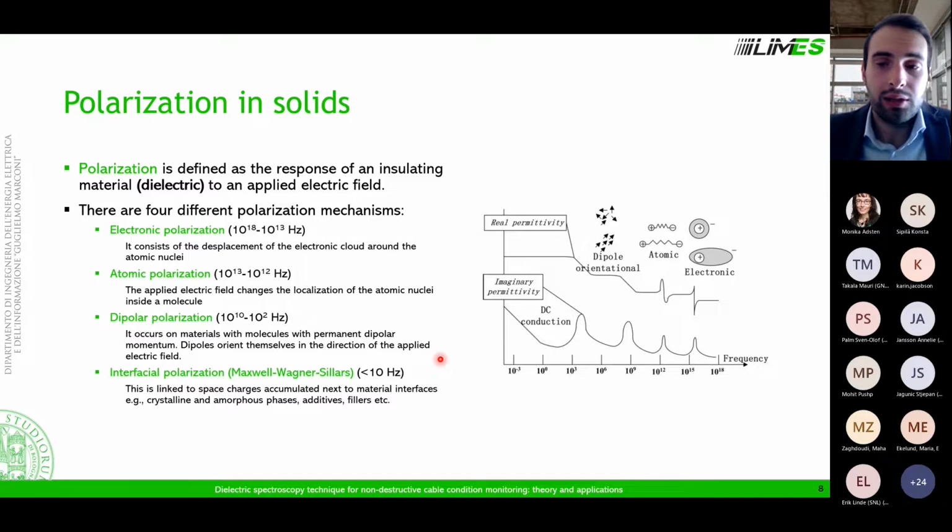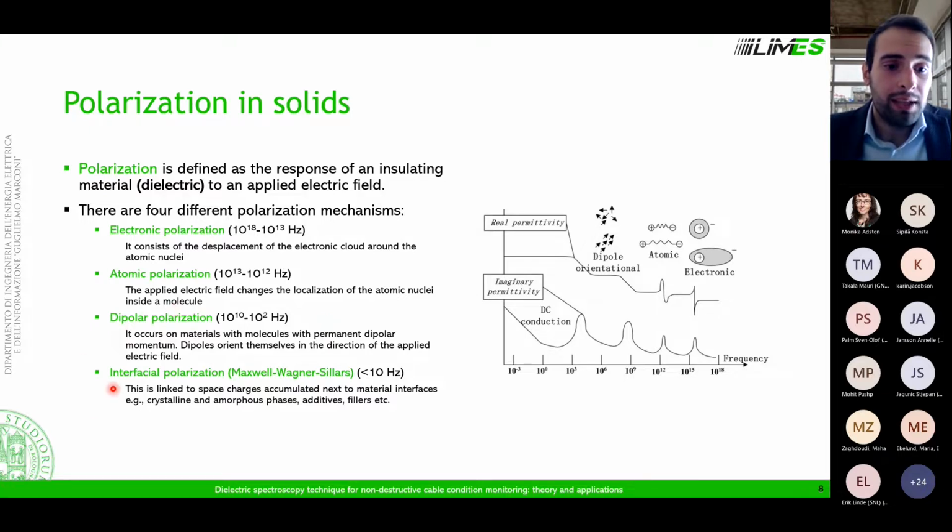Further, the polarization mechanisms are the dipolar polarization and interfacial polarization. The dipolar polarization in particular is very important because it is related to materials with permanent dipoles. So, for example, polymers with oxidized chains, which exhibit permanent dipoles. The dipolar polarization is characterized by the fact that the electric field brings to the orientation of these dipoles in the direction of the electric field.